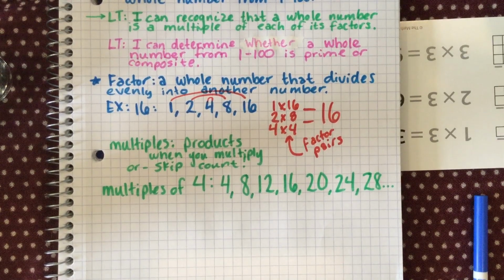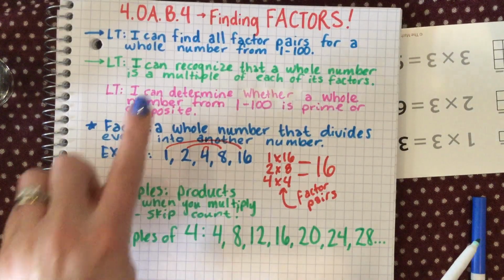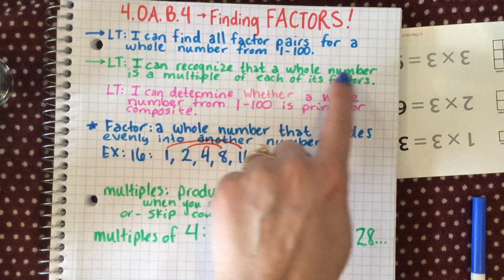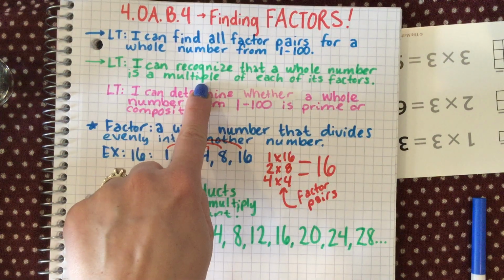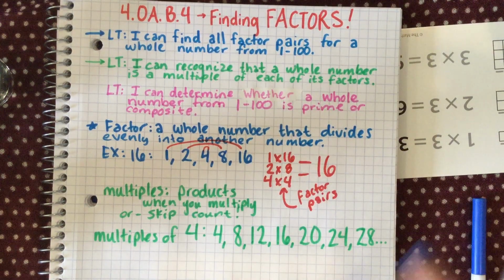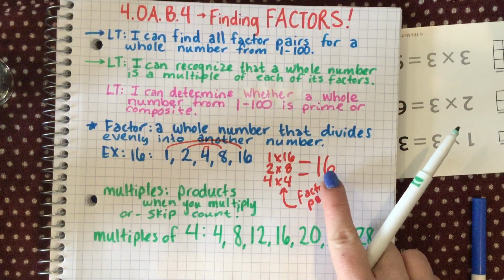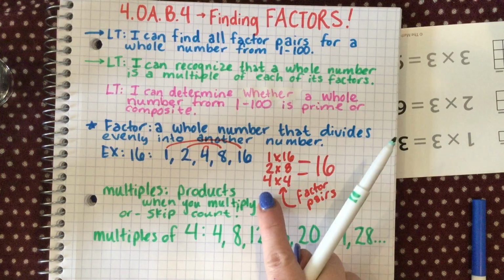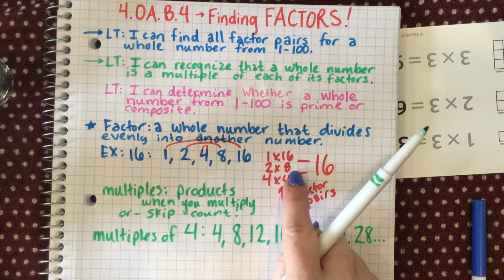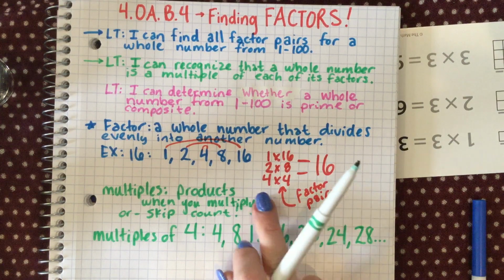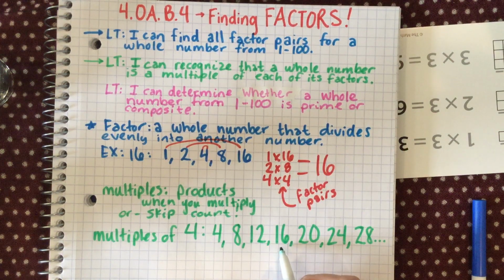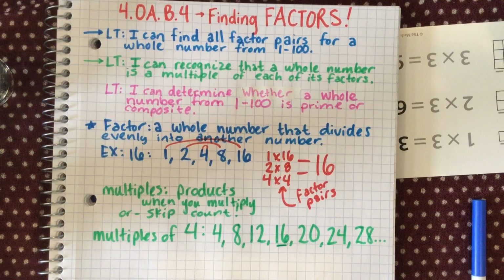So what we're going to do is see how we can meet this target. I can recognize that a whole number is a multiple of each of its factors. So 16, its factor pairs are 4 times 4, 2 times 8, and 1 times 16. We just showed that if we count by 4s, eventually we land at 16. If we count by 2s, will we land at 16? Try it. 2, 4, 6, 8, 10, 12, 14, 16, boom.